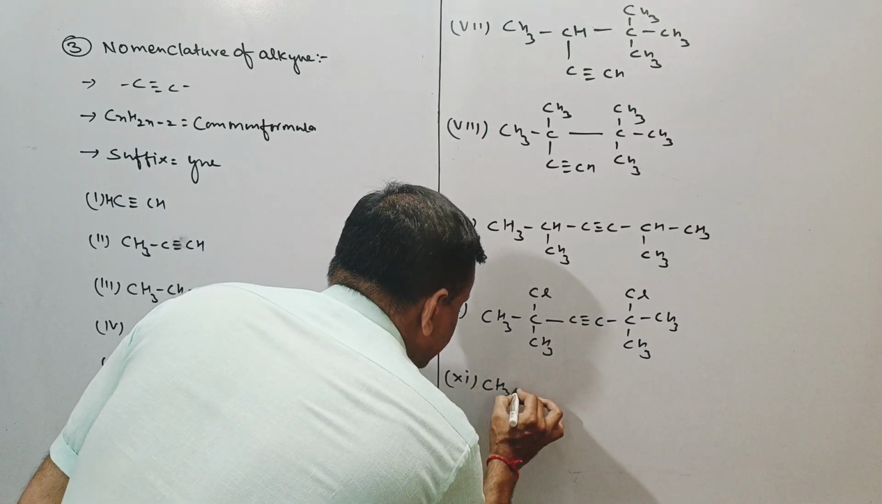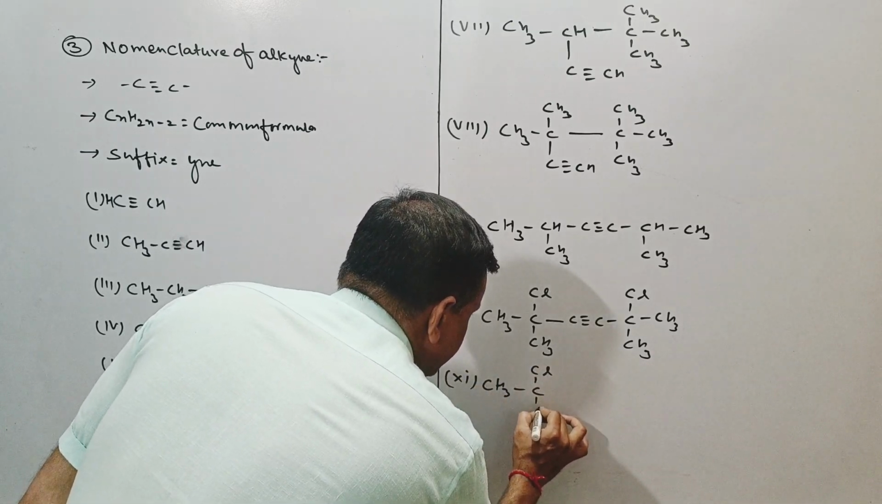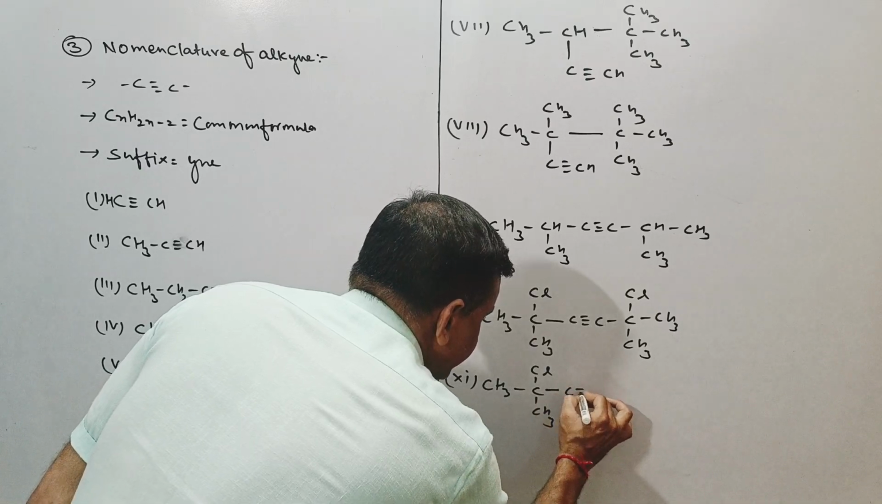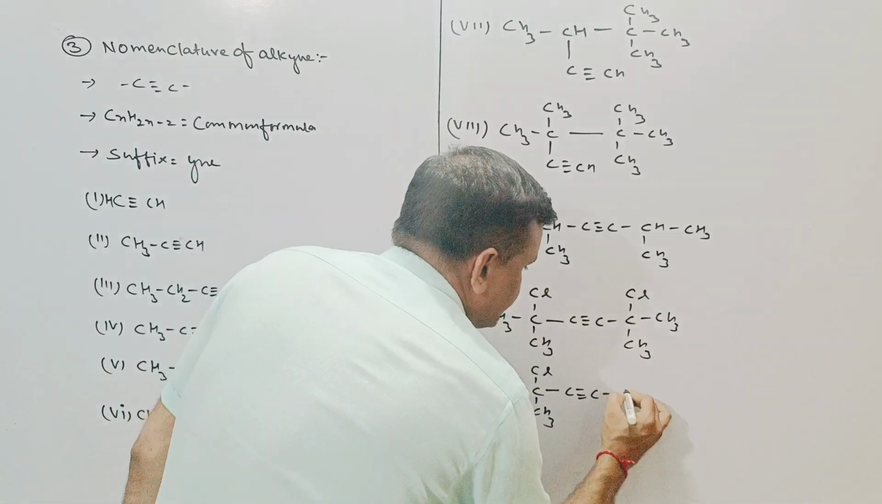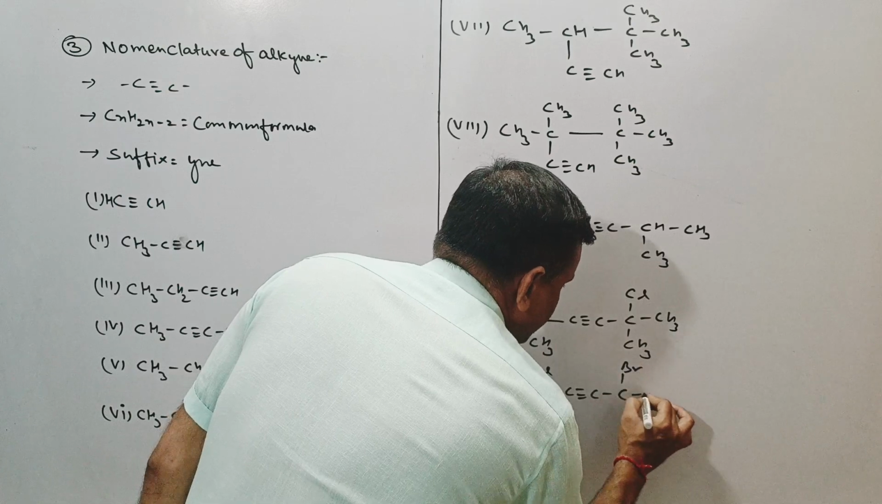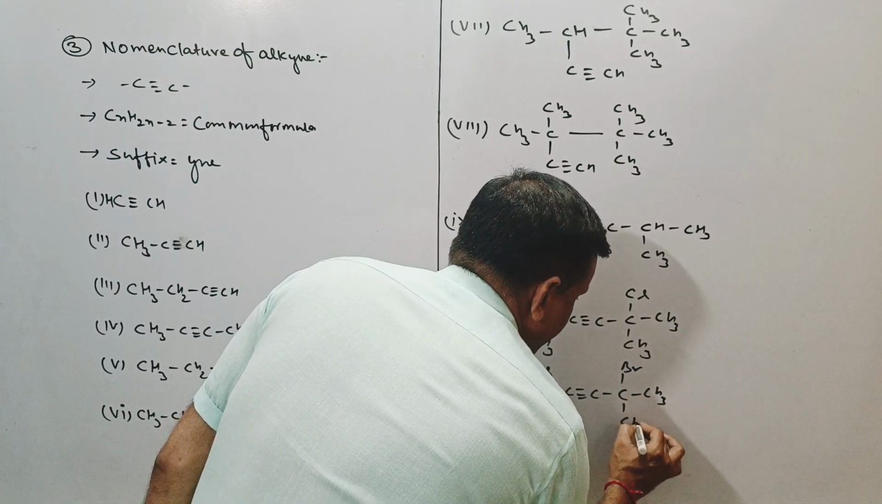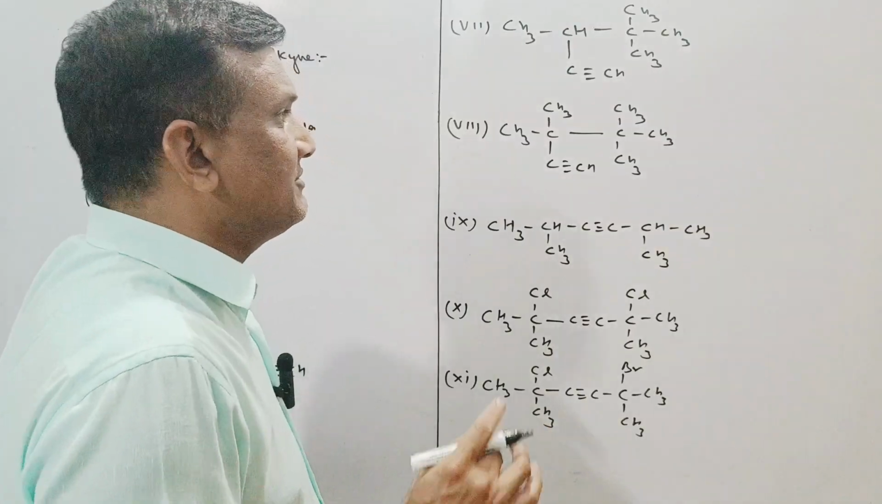This is the CH3, CCl. This is the CH3. This is your C triple bond C. This is the C, your Br, CH3, and you can say CH3. This was about the 11th compound.